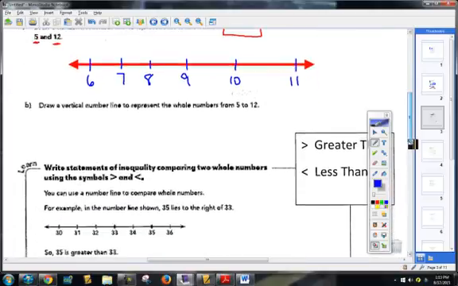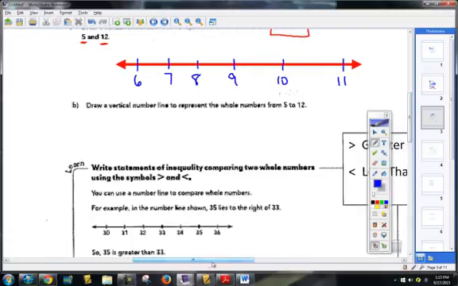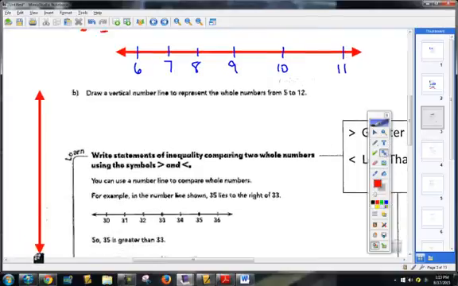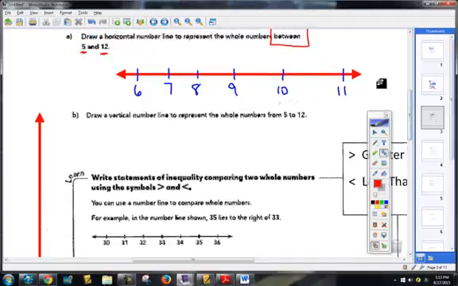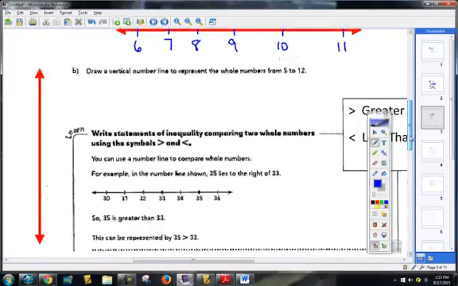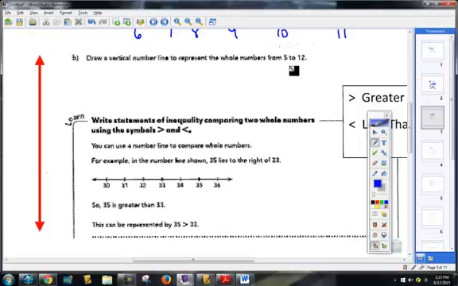Now we're going to draw a vertical number line to represent the whole numbers from 5 to 12. Do we see the difference already? Hopefully you do. Here, in this horizontal one, we were just listing the whole numbers between 5 and 12. So that would be 6, 7, 8, 9, 10, and 11. Here, we're drawing a vertical number line to represent numbers from 5 to 12. So in this case, we are going to include 5 and 12 because we're representing the whole numbers from there. So starting from there, going from there.